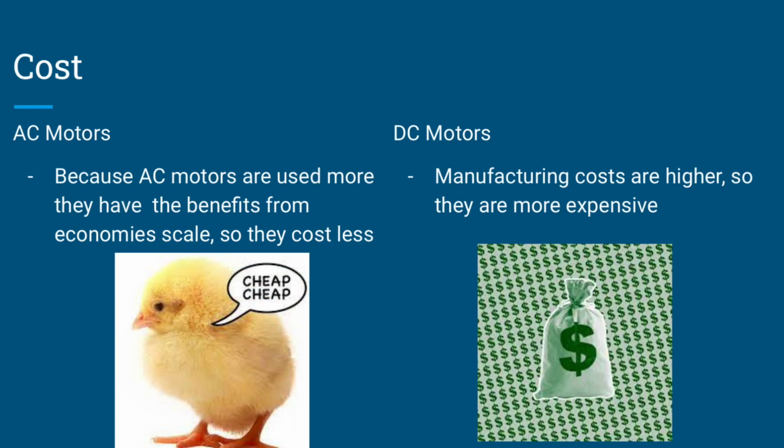AC motors cost less than DC motors because there's been a greater adoption of AC motors in the US, and this widespread use means AC motor manufacturing benefits from economies of scale. DC motors cost more than AC motors because their manufacturing costs are higher.